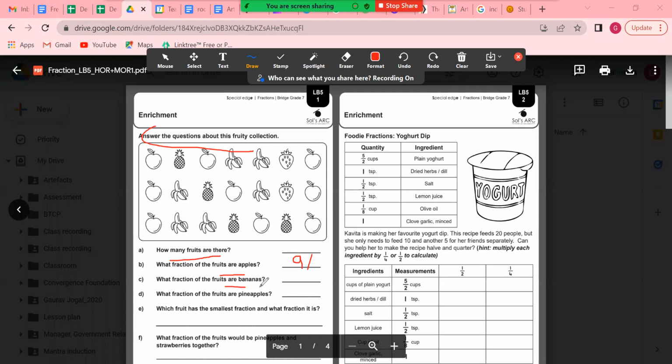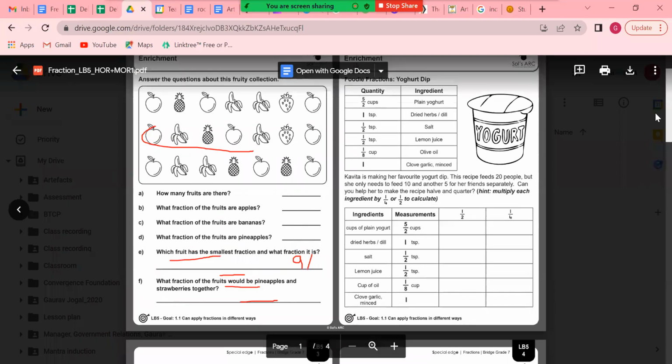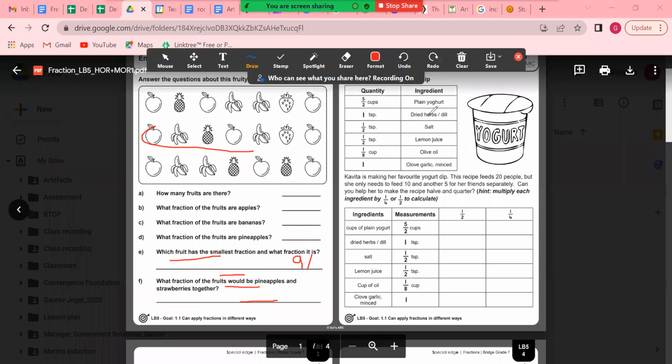So similarly, what fraction of the fruits are banana, what fraction of the fruits are pineapples, which fruit has the smallest fraction? So which is the fruit which has the smallest quantity? What fraction of the fruit should be pineapples and strawberries together? So you have to add pineapples and strawberries. Yeah, this is something that is easy.